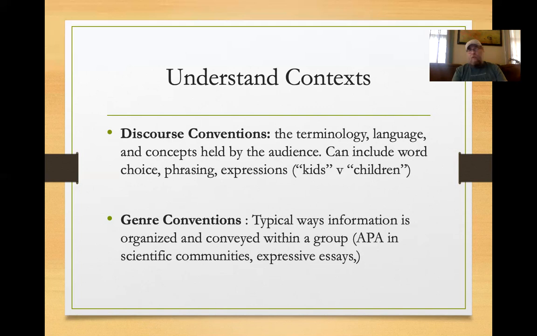Genre conventions. What's that? Typical ways information is organized and conveyed within a group. APA, for example, is the format they use in science. MLA is what you're using in this class. Why do we have these? Primarily, if you're doing something in the sciences, APA is the format that's agreed upon. MLA means Modern Language Association. That's what the humanities goes with. And basically, it just makes it that much easier for us in the audience to figure out what the heck you're trying to say. You have certain conventions, certain practices, certain ways of framing language, and the way it's framed gives me information. It tells me something about what you're trying to say and helps you convey the message to me.